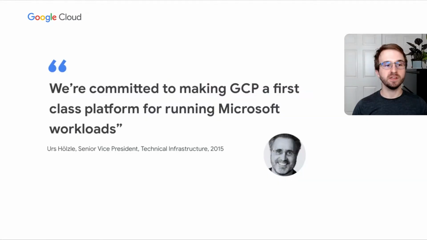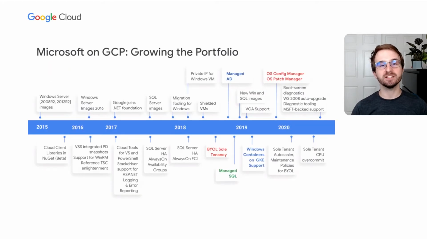So, before we get started diving into the details, let's take a step back and talk about the history here. In 2015, Urs, Senior Vice President of Technical Infrastructure here at Google, said, "We're committed to making GCP a first class platform for running Microsoft workloads." And since that point in time, a ton of work has gone into making Google Cloud a great home for Microsoft workloads. This ranges from creating performance optimized Windows Server and SQL Server images to fully managed services where Google runs SQL Server, Active Directory, and Windows containers on your behalf.